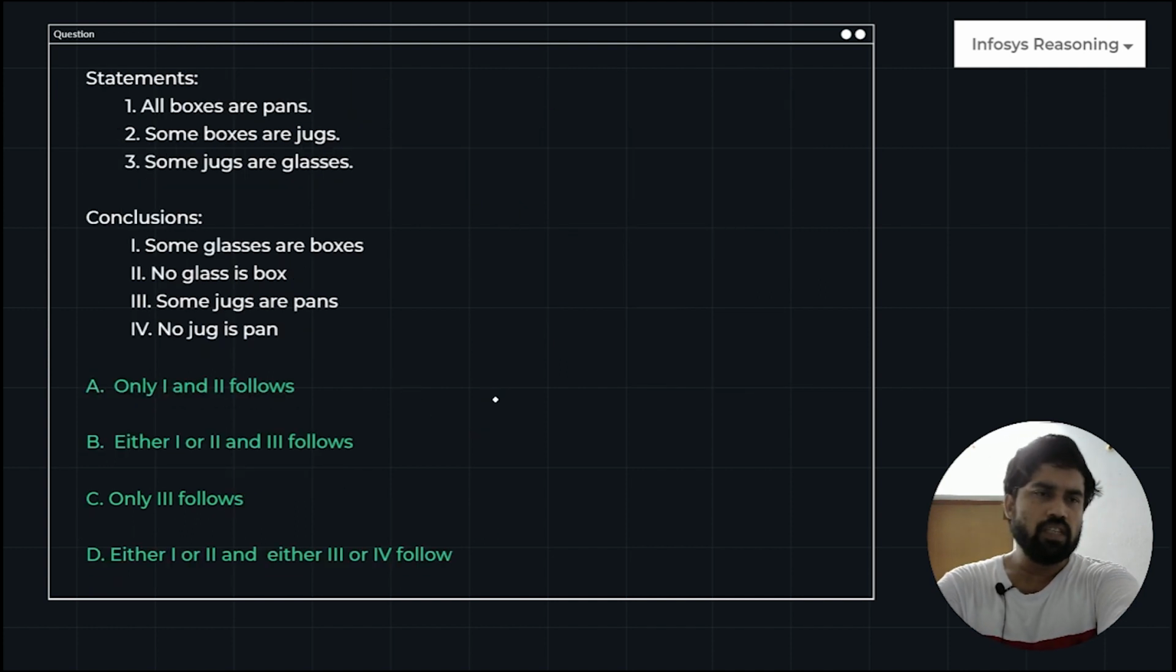Okay. Just look into the next problem. Try to pause the video first and try to solve it on your own first. And then we will look into the explanation part.